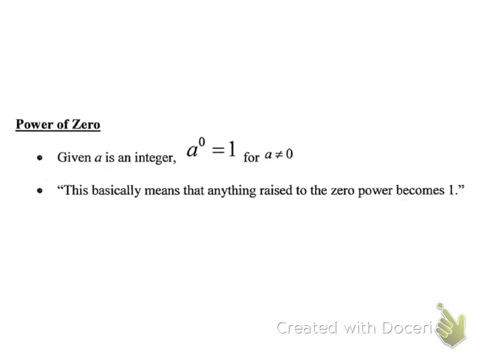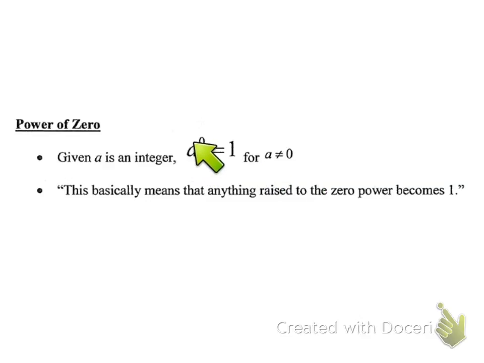All right, so the first thing we're going to talk about is what does it mean when you have an exponent that's a zero? So we call this the power of zero. Anytime you have any number, we're just going to use a as a variable. So any number a to the zero power equals the number 1. And that works for any number except 0 for the a.